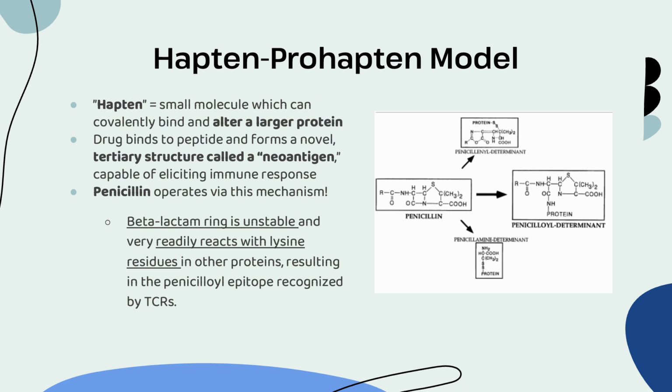If we look at penicillin over here, there is something called the beta-lactam ring. It's this ring on the left here. That ring is pretty tight, and because it's tight, it's going to be very unstable. That's your organic chemistry, if you know any of it. Because it's unstable, it's going to want to break open that ring, and it's going to very readily react with lysine residues in other proteins. When it does that, it's going to form this penicilloyl determinant by binding to this protein, forming the neoantigen. And that neoantigen has that penicilloyl epitope that can be recognized by T cell receptors.